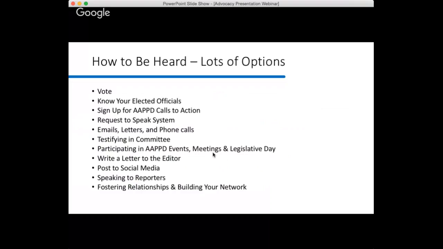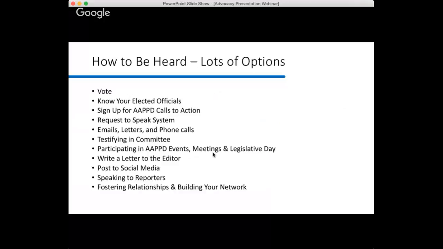Now we're going to talk about options on how to be heard when you are reaching out to those legislative officials that you've just identified, or if APAD is asking you to reach out to a certain set of elected officials that we've targeted for advocacy efforts based on where we are in the session, how you can do that and what options you have in doing that. So obviously we have talked about a couple of these already.